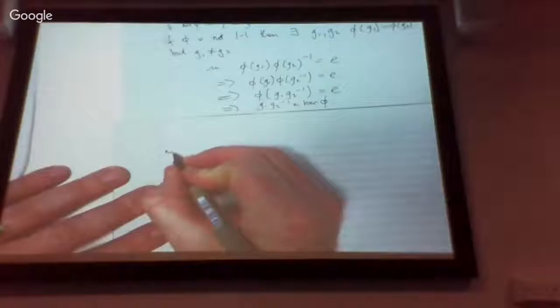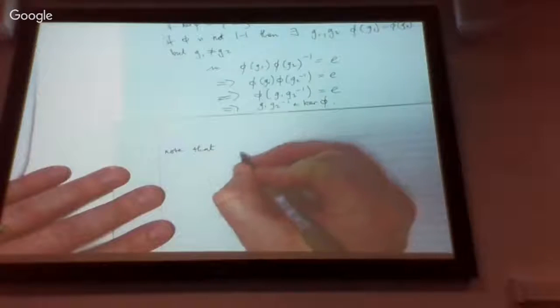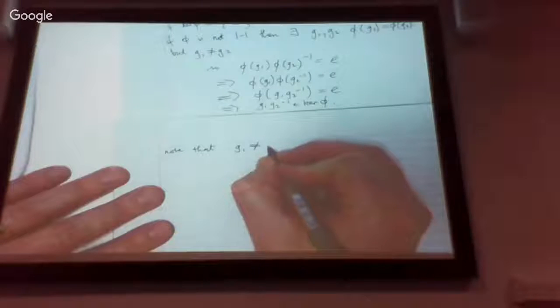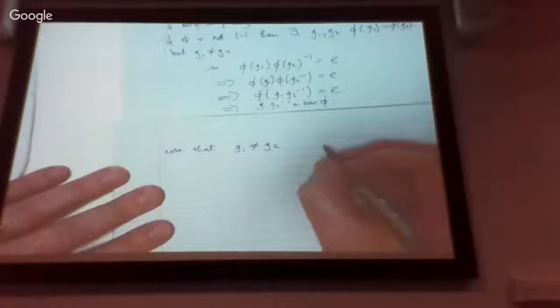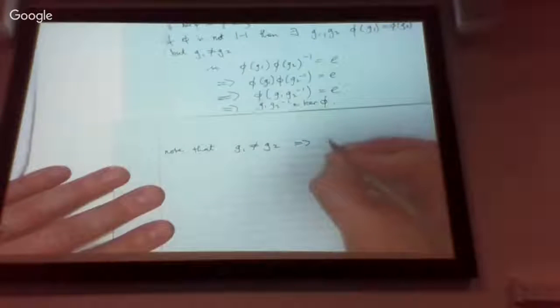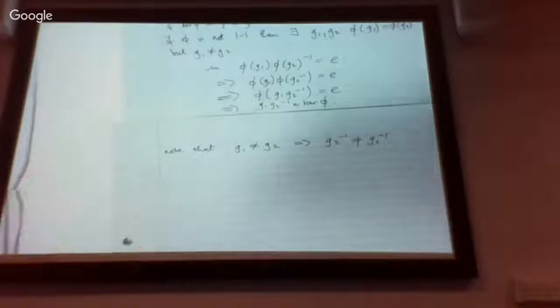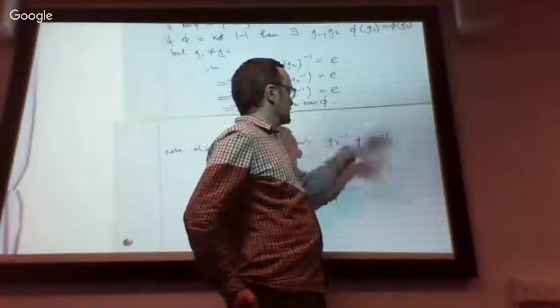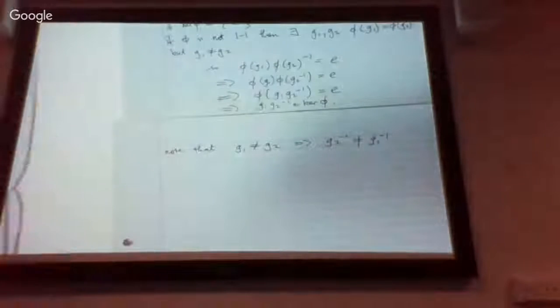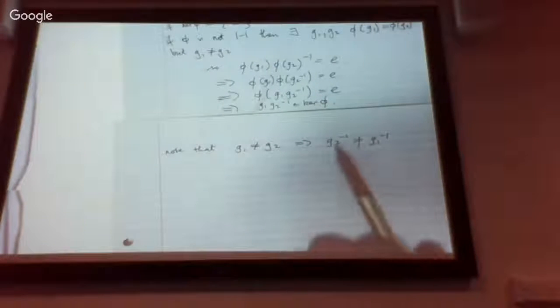you just have to note that the fact that G1 is not equal to G2 implies that G2 inverse is not equal to G1 inverse. If two elements are different, then they can't have the same inverse, because that would imply that the two elements have to be the same. You just take the inverse of both sides, and you get that the two elements are the same. So if you've got two elements that are different, they have to have different inverses.